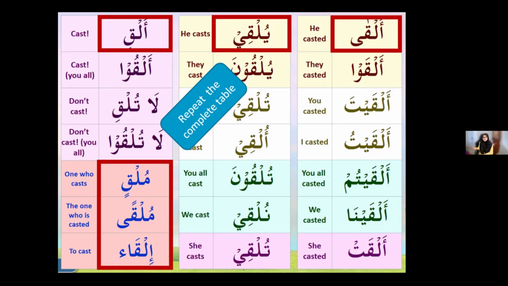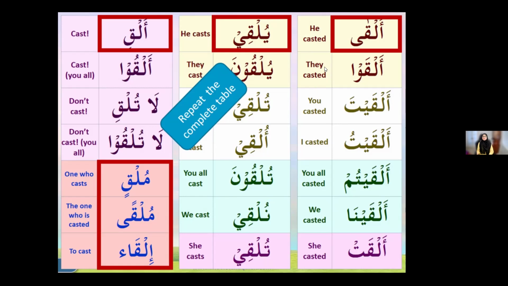Now I'll say it in English and you will tell me in Arabic. Past tense. He casted. They casted. You casted. I casted. You all casted. We all casted. She casted. Now present tense. He casts. They cast. You cast. I cast. You all cast. We all cast. She casts. Now command. Cast. You all cast. Don't cast. You all don't cast. One who casts. The one who casts. To cast. Yes, alhamdulillah.